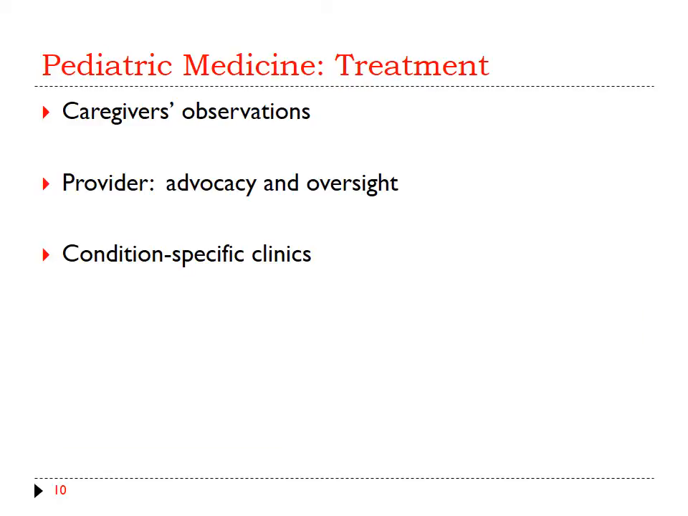Pediatric providers rely on parents' and caregivers' observations about the child's development, changes in their health status, response to medications, and so forth. The provider is responsible for active advocacy and oversight. Children with complex medical conditions often receive care through condition-specific clinics.